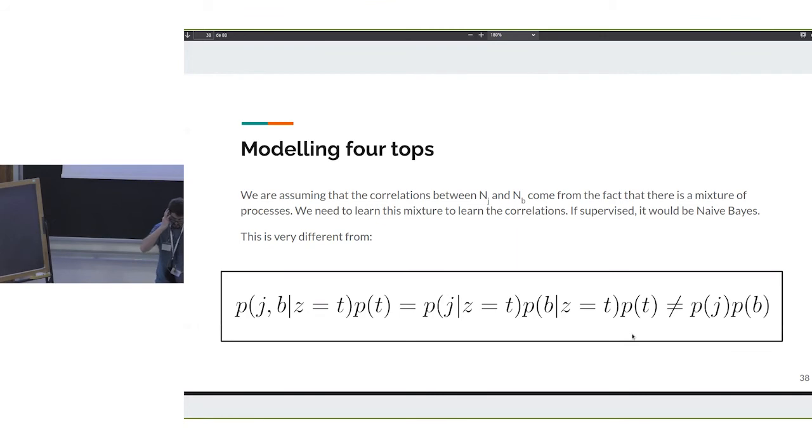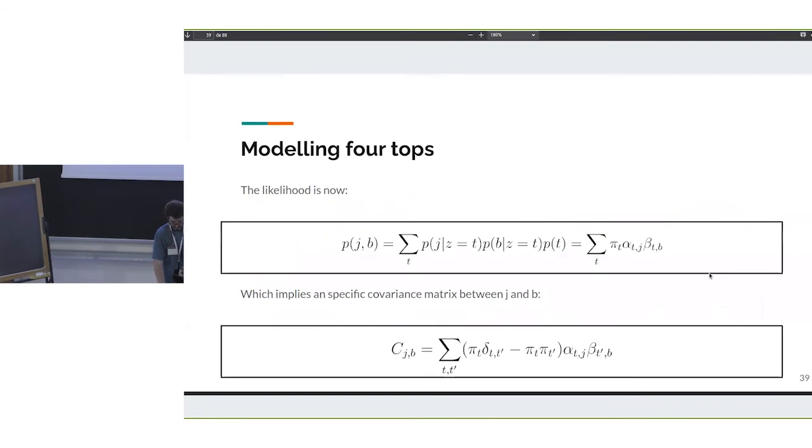So what we need to do is to learn the mixture from the correlation that appears between the light jets and the B jets, and this correlation arises because of the unobserved classes. So all the correlations can be related to the mixing parameters. If we did it in a supervised way, this would be naive Bayes, but we are doing it in a probabilistic graphical model, unsupervised manner. So now the likelihood has.